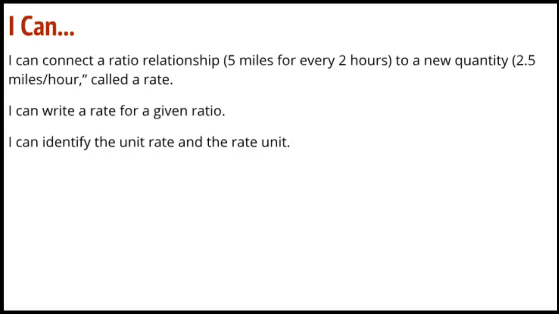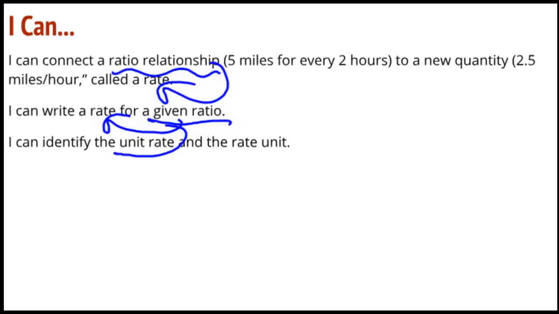All right, so wrapping up, first lesson. So a lot of overwhelming stuff. There's really a lot of vocabulary that we need to make sure that you're solid on. But hopefully you can look at a ratio relationship and say, hey, this ratio relationship can be turned into a rate. And hopefully when someone gives you a ratio, you can find a rate. And when somebody gives you a rate, hopefully you can identify the unit rate, the numerical part, and the rate unit, which is the label.